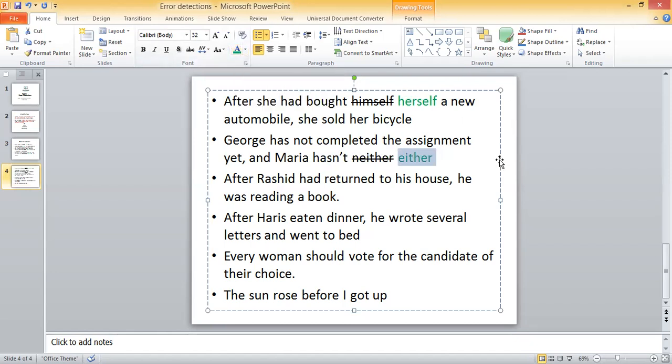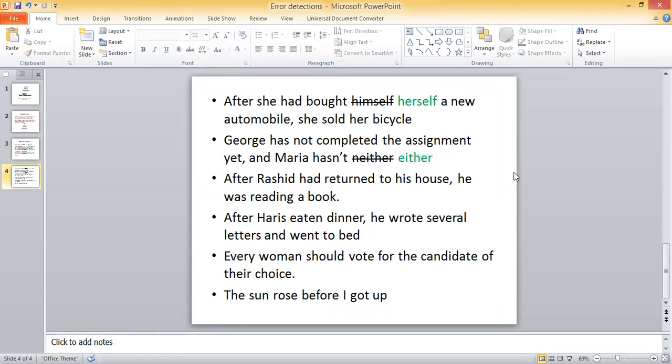So in other words, if I could just make it very simple, neither Maria nor George, neither George nor Maria has completed the assignment, completed their assignment. All right, इस तरह. This is how it works actually. Haven't completed their assignment.